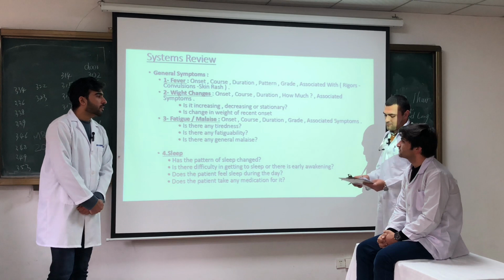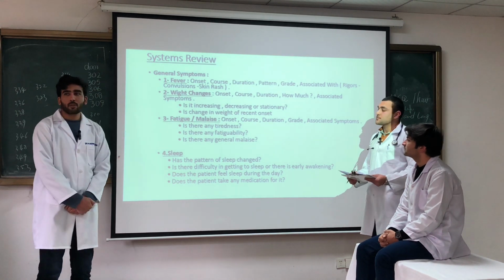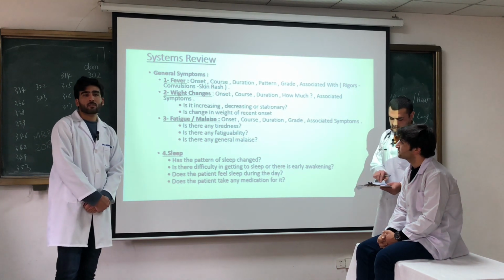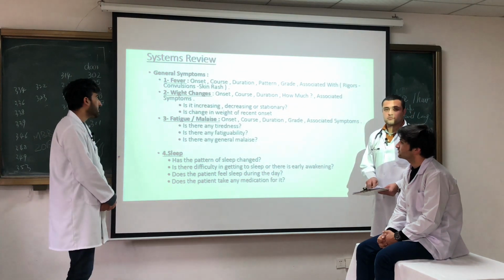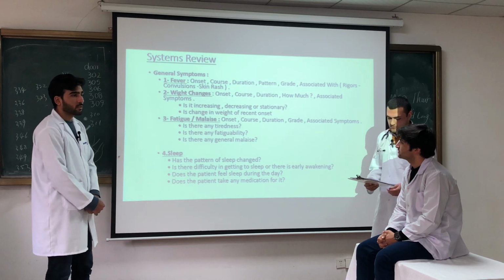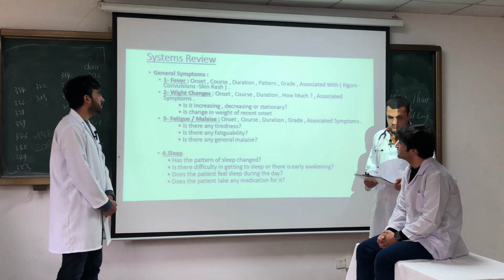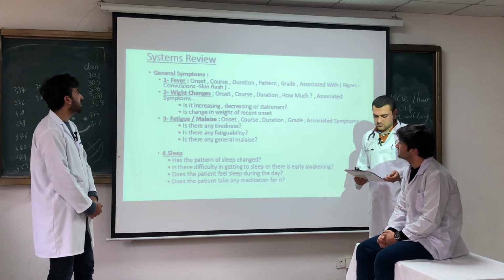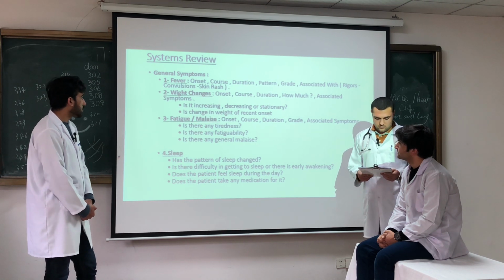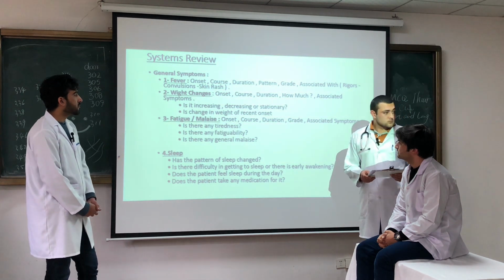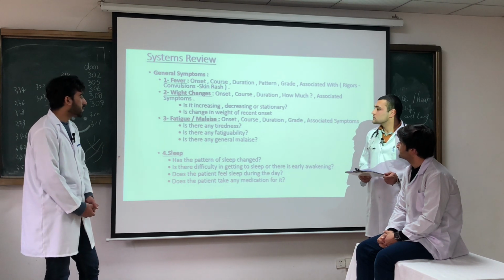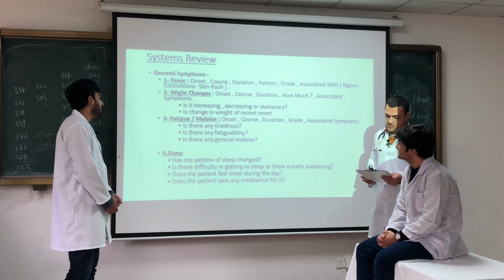After taking social history, now we will go toward the systemic review, because in each disease there are multiple systems involved. So we will ask about the systemic problems. First of all, we take the general symptoms and general history. Fever, we will ask about onset, course, duration, pattern, grade, association with rigor, convulsions, and skin rash. Weight change: course, duration, how much, is it increasing, decreasing, stationary, is the change in weight of recent onset. And fatigue and malaise: we will ask about any tiredness, fatigability, is there any general malaise.